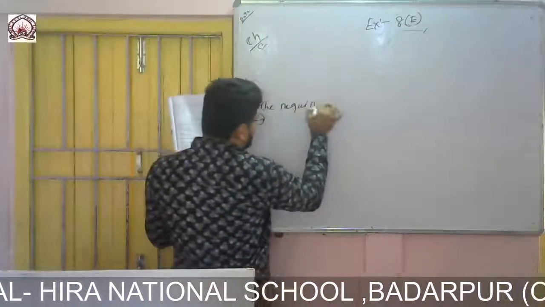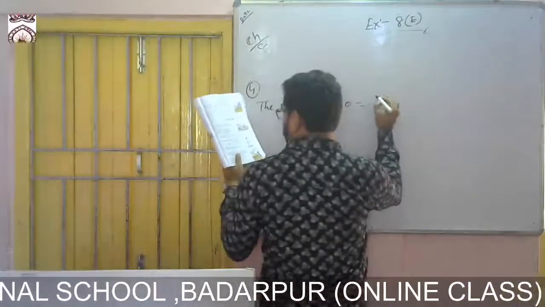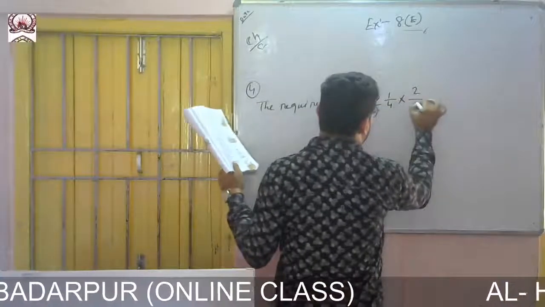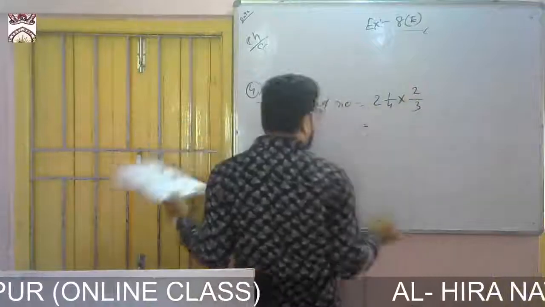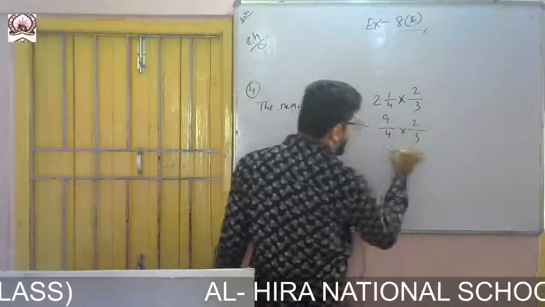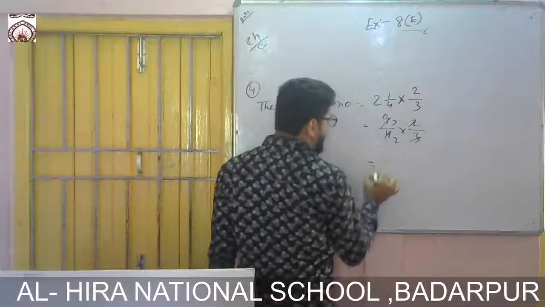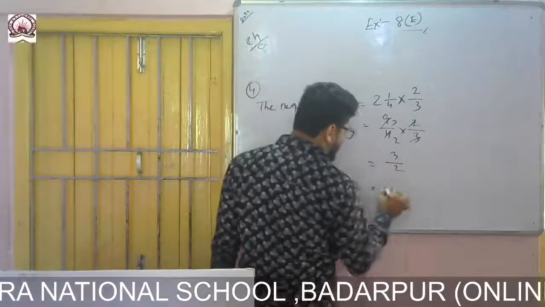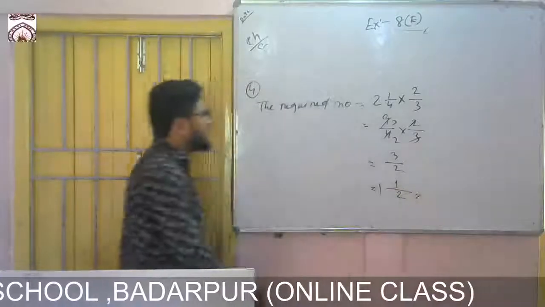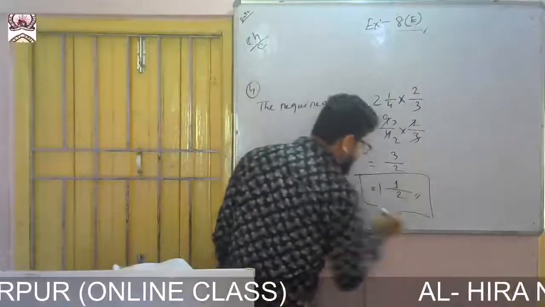The required number equals to what? You just multiply 2 1 by 4 into 2 by 3. 4 2s are 8 and 1, 9. 9 by 4 into 2 by 3. So 3 1s are 3, 3 3s are 9, and 2 1s are 2, 2 2s are 4. We are getting 3 by 2. If I take it into mixed fraction, then 2 1s are 2 and 1 remains. That is the required number.